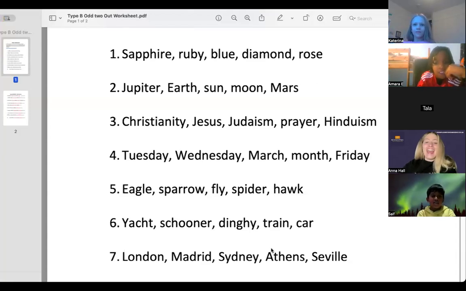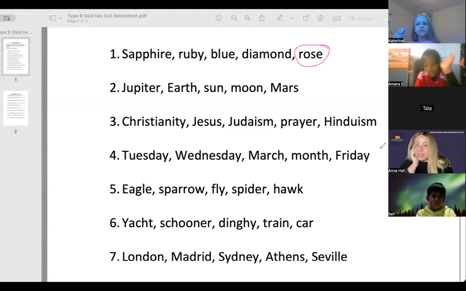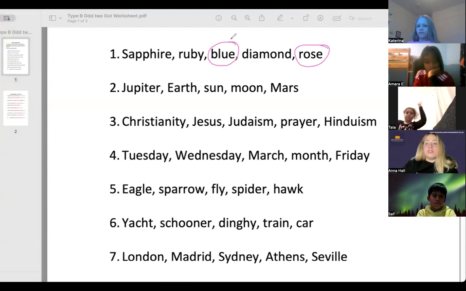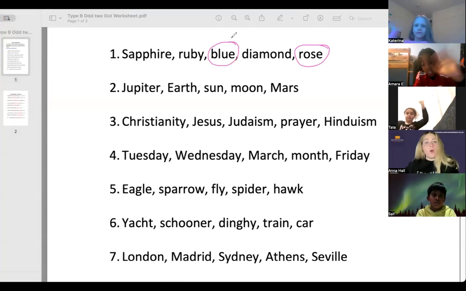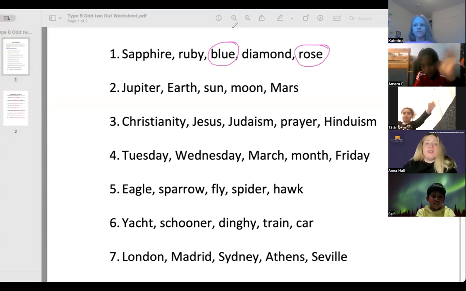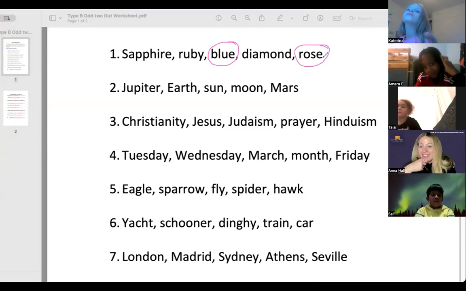Yeah. Yay! Brilliant. Okay, so rose is one that we're thinking. Okay, what do you think about the other words? What one could be the other missing word or the odd one out? Blue. Blue. Okay. So wave at me if you think you agree. Yeah, you've got quite a few people waving. Can you explain why the answer would be blue and rose? Why are those the odd ones out?